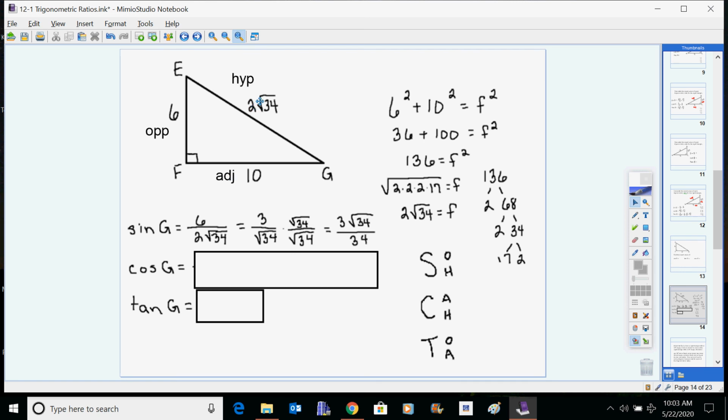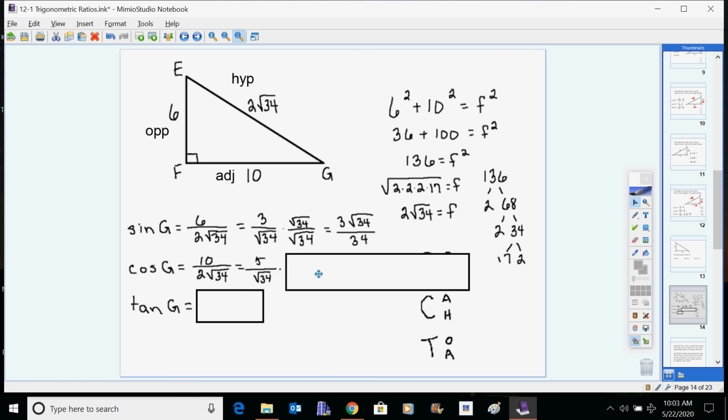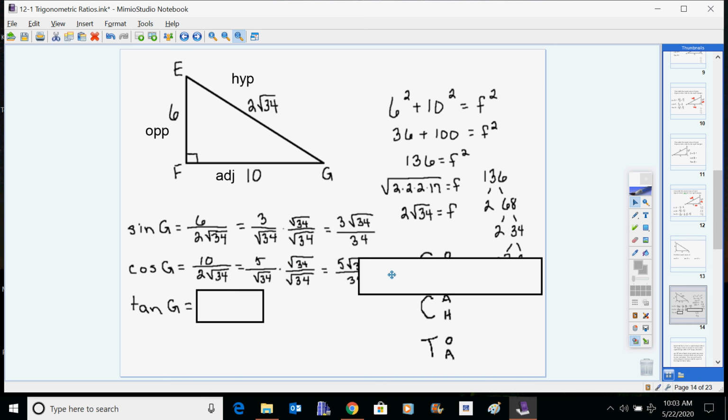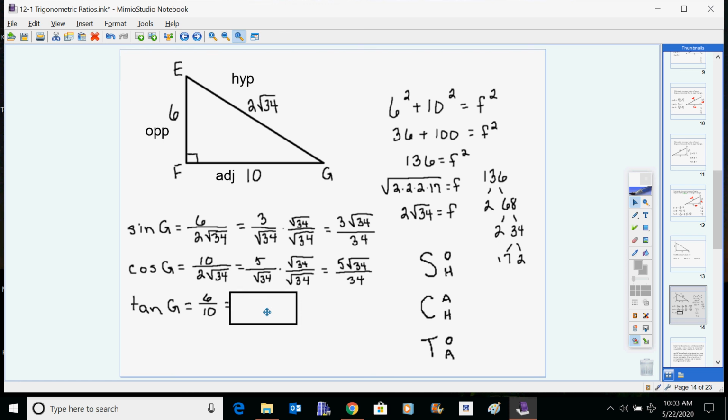Cosine is adjacent over hypotenuse. 10 over 2 square root of 34. The 2 and the 10 can reduce to 5. Once again, we have to get rid of square root of 34. So we do this. This is just a 1. So we get 5 square root of 34 in the numerator and plain old 34 in the denominator. Tangent will be our easiest thing to do. Tangent is opposite over adjacent. 6 over 10. 6 over 10 reduces to 3/5.